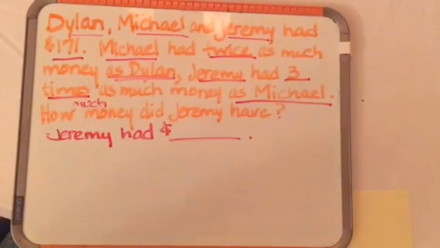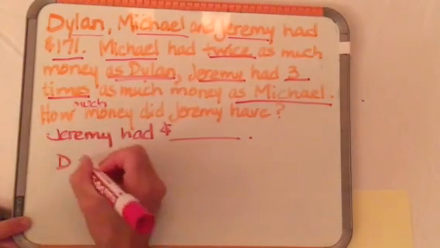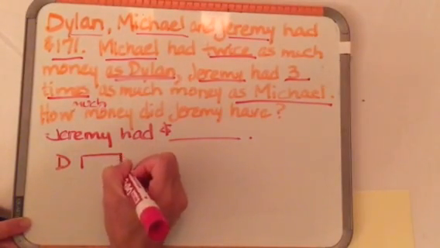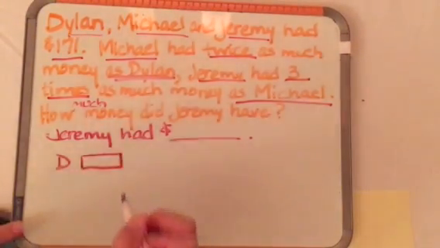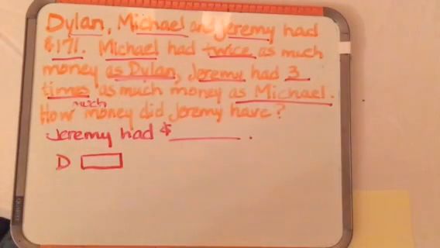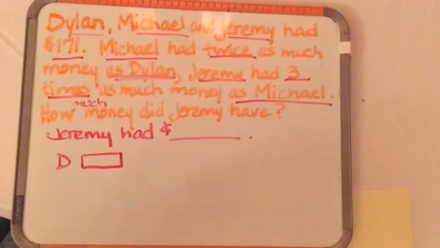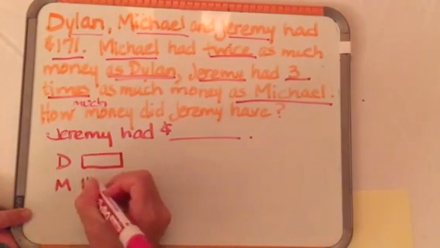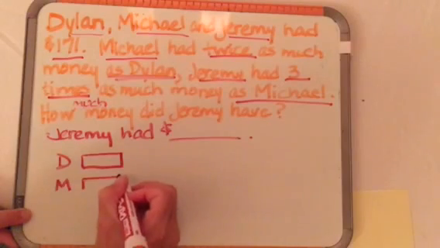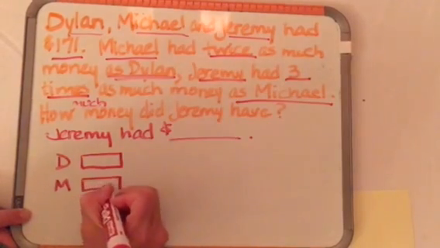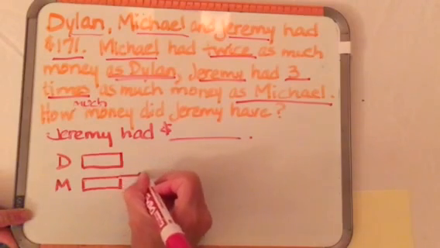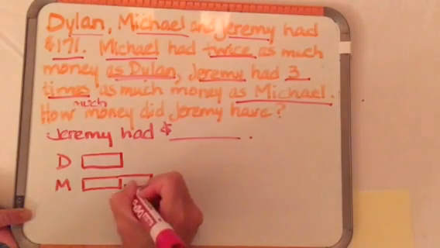So what this tells me is that Dylan is the unit that I'm going to base everything else upon. I don't know how much Dylan has, but this bar is representing it. Michael, it said, had twice as much. So I'm going to take the bar, the same length as Dylan's, but then it's twice as much, so I have to draw another one.